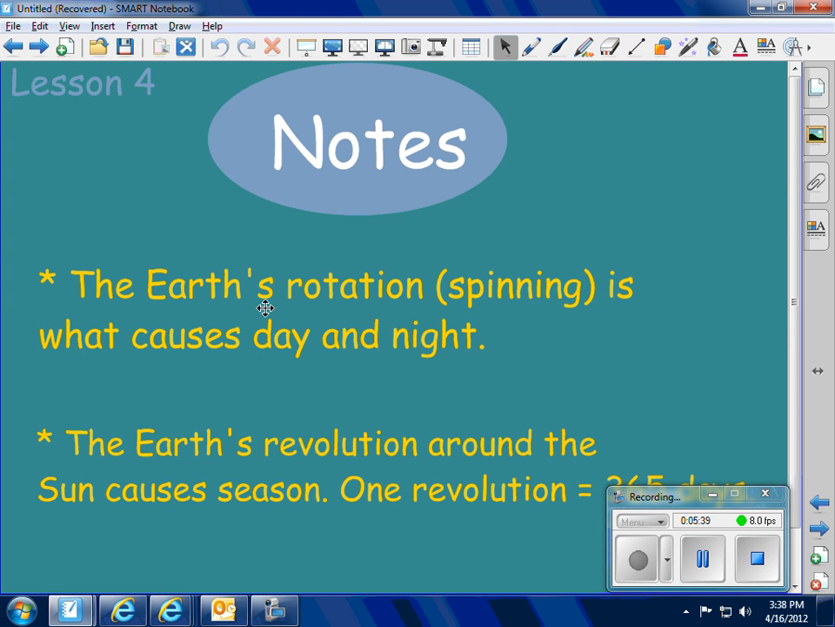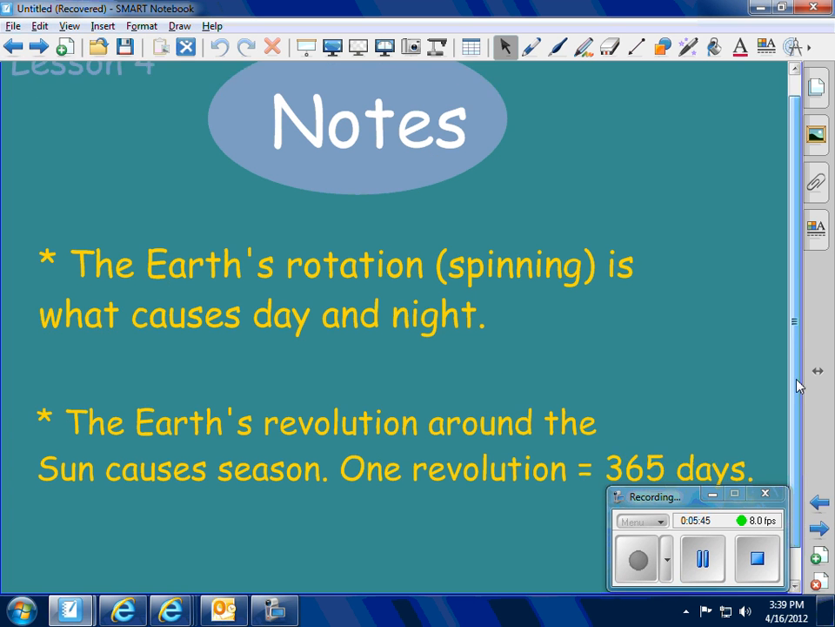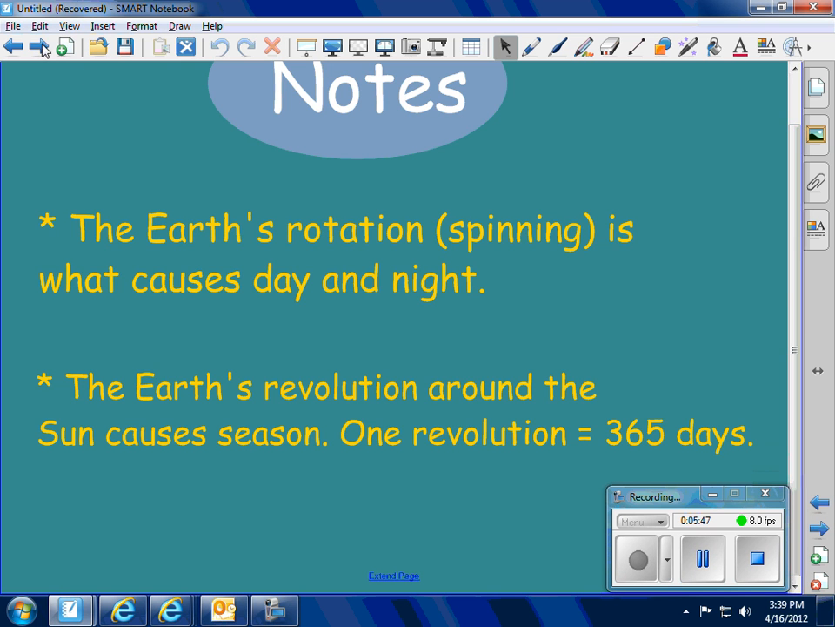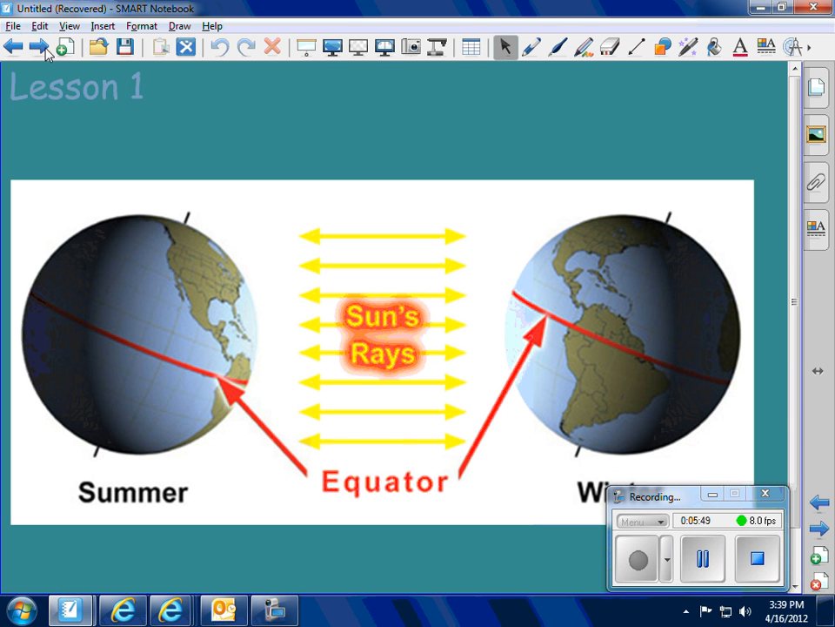So the big takeaway here that you have to remember is Earth's rotation, the spinning, causes day and night. Earth's revolution causes a year, and the Earth's tilt gives us more direct rays from the sun. This image right here shows direct rays going over the northern hemisphere in summer. We get a lot of them, it warms us up, but in the winter, where the tilt stays the same, we get less.